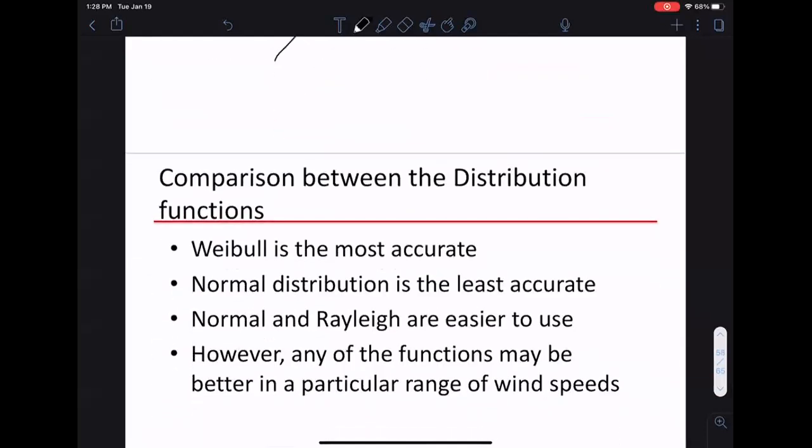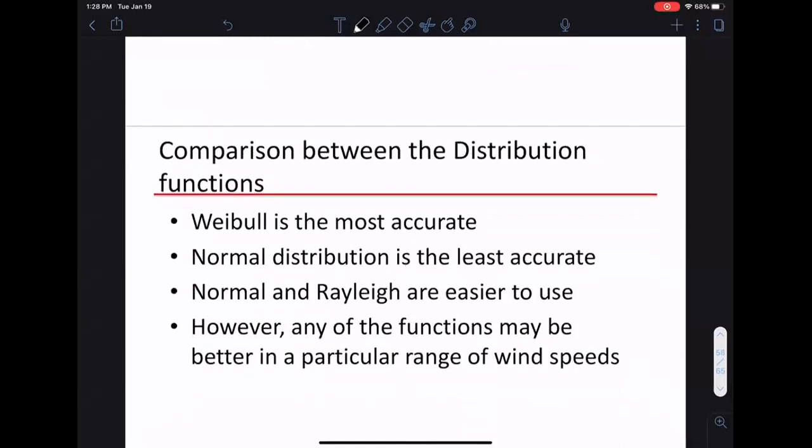Right? So if we look at the three things we covered, Weibull is the most accurate. Normal is in some sense the least accurate, but the easiest to use. Which one you use depends on the particular site. So you need to take some measurements and figure out which one to use. Each of these functions may be the best one depending on the site we're using.